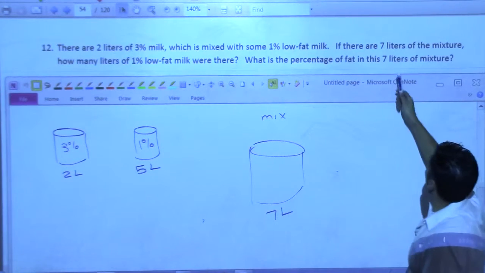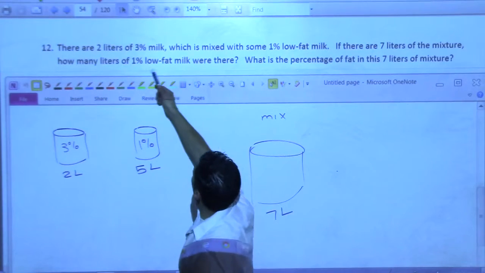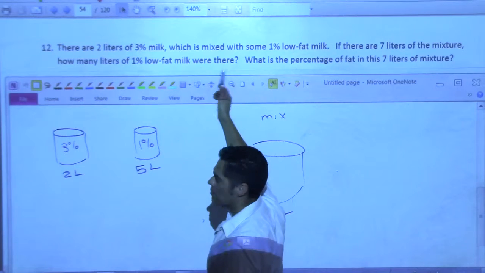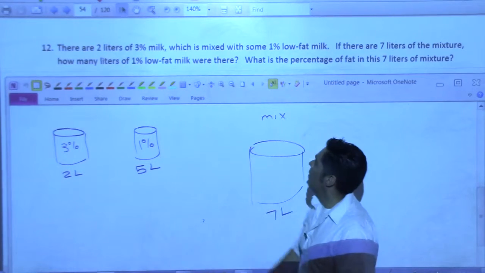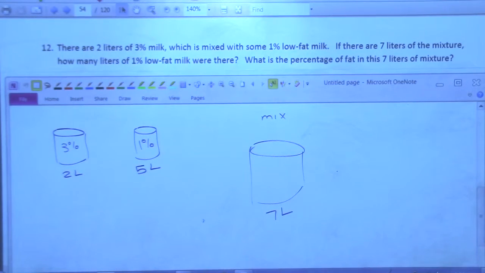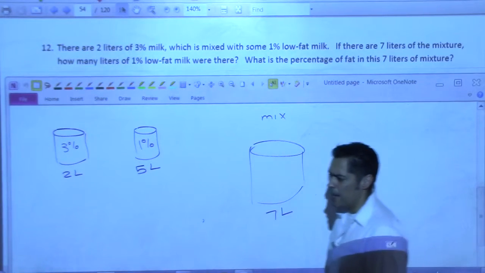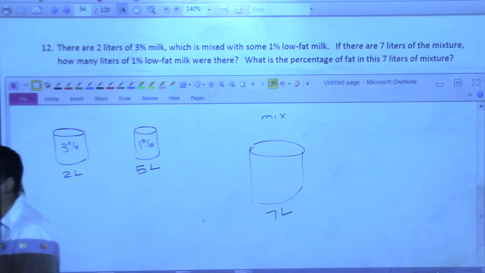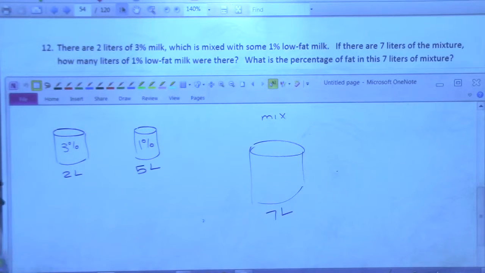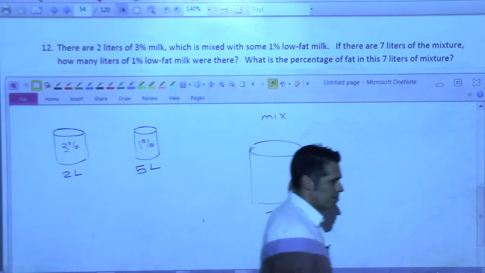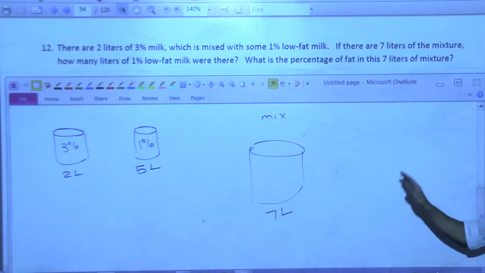So the answer to the first question, how many liters of 1% low-fat milk were there? 5 liters. Okay, now, what is the percentage of fat in this 7-liter mixture? You have 9 minutes to do this on a separate sheet of paper with your neighbors and turn it in as a quiz. Everyone turns in their own page. But you only have 9 minutes, so y'all work together, work fast. This is going to go exactly like the previous problem.